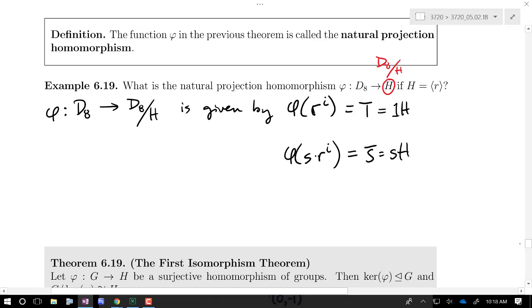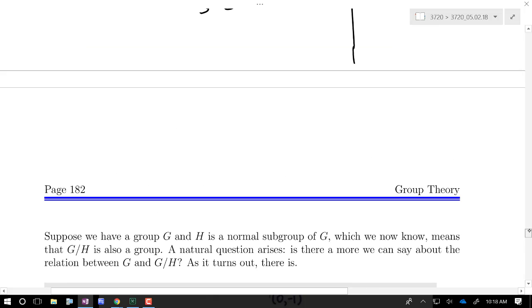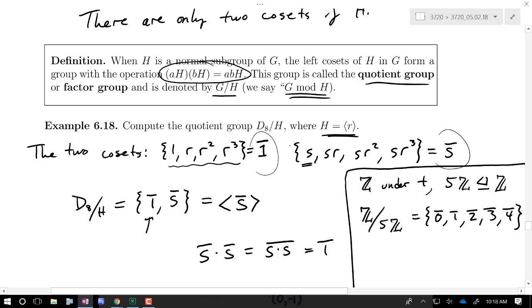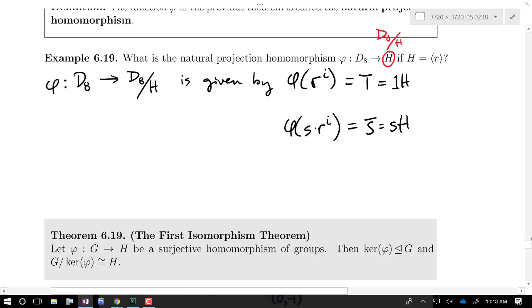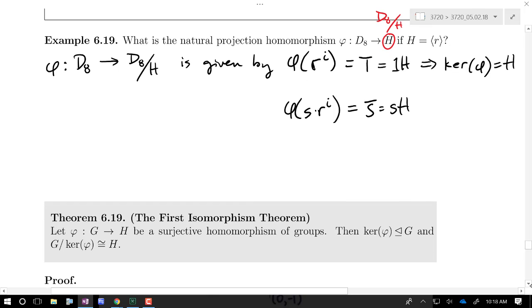And notice all the elements that get sent to the identity, right? All the elements that are in the one coset. I'm going to scroll up again just briefly here. All the elements that are in the one coset, these are the elements of H. So that means that the kernel of this homomorphism is H. How's that so far?